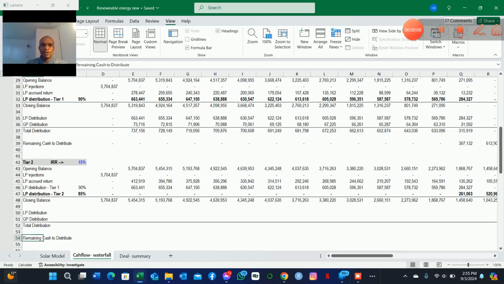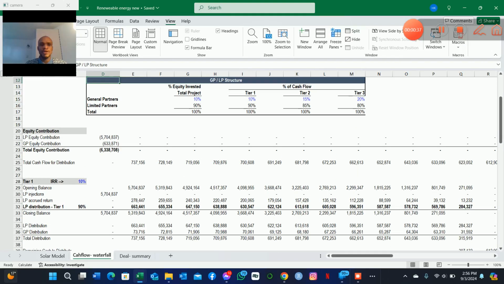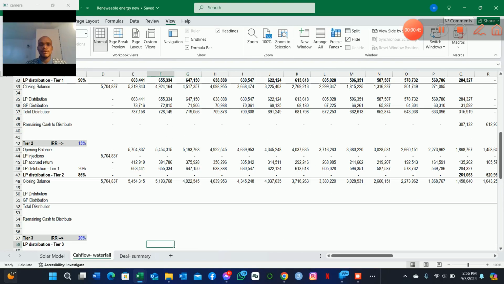So now we are back to determine the distributions of the general partner as a result of this hurdle rate that was reached. So this project was able to hit 15%, and of course the returns of the general partners increased by 5%. So we're going to be distributing this accordingly. As you can see, it moves from 10% in tier 1 to 15% in tier 2. So that's exactly what we're going to be doing here.